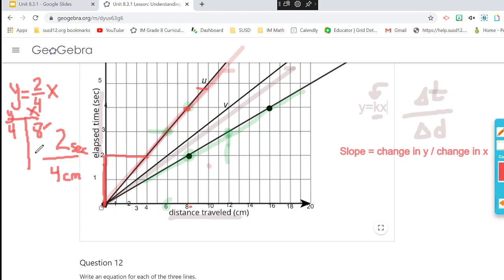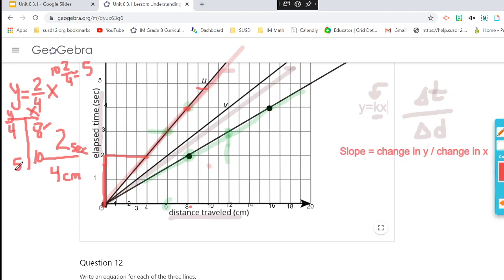Let's try another number. Let's say that Ladybug travels for 10 centimeters. So x equals 10. Put a 10 in for this x value. And then 10 times 2/4, let's go ahead and do the math here. 10 times 2/4 equals 10 times 1/2, which equals 5.